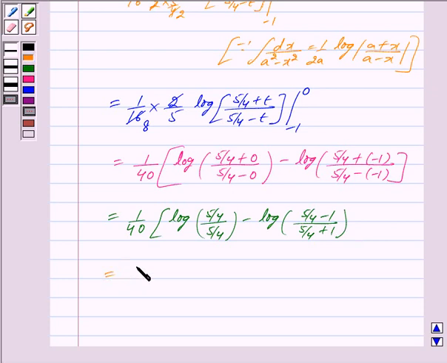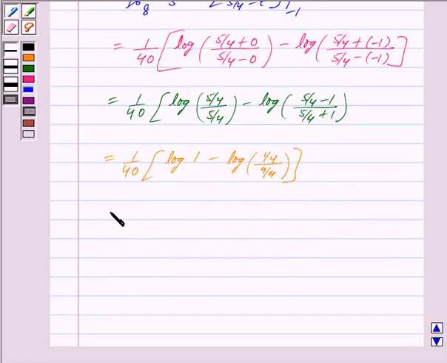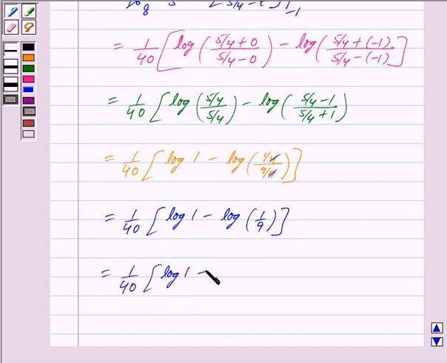This is equal to 1 by 40 into log, now 5 by 4 upon 5 by 4 is 1, minus log of (5 by 4 minus 1 is 1 by 4) upon (5 by 4 plus 1 is 9 by 4). This is equal to 1 by 40 into log 1 minus log, now we cancel out 4 and 4, we are left with 1 by 9. So we get 1 by 9. And this is further equal to 1 by 40 into log 1 minus, now we can write log of 1 by 9 as log 1 minus log 9.